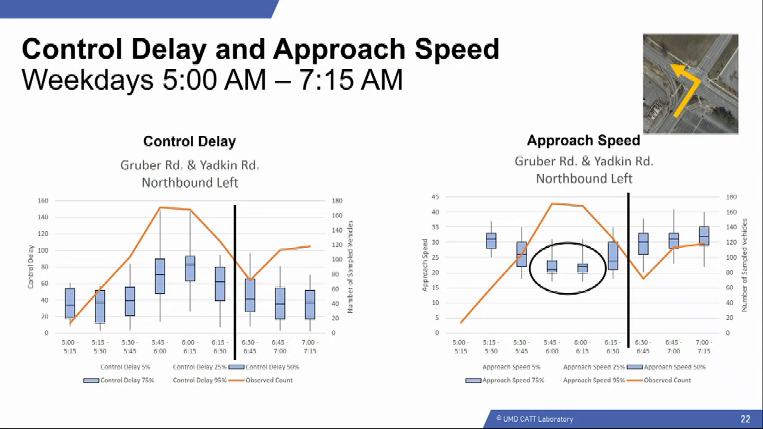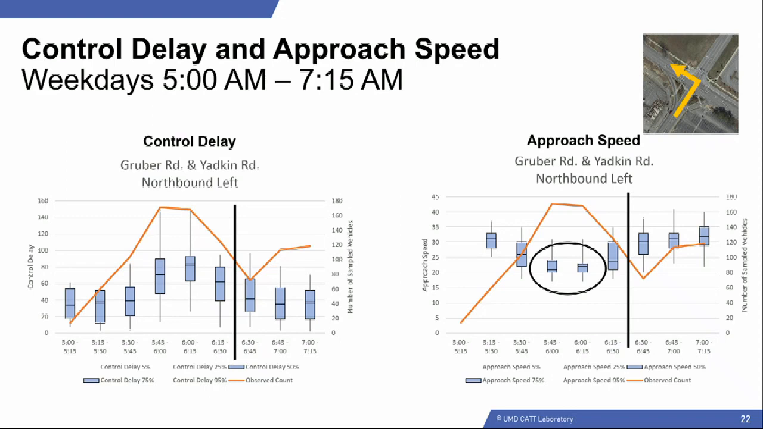We also see the approach speed go way down. It goes down, but it also gets narrower. If you can imagine a queued line of traffic, you're limited in how fast you can speed back up, so you can't get all the way back up to speed before you have to stop again. That tells me there's a queue spilling back that's outside the detection zone.